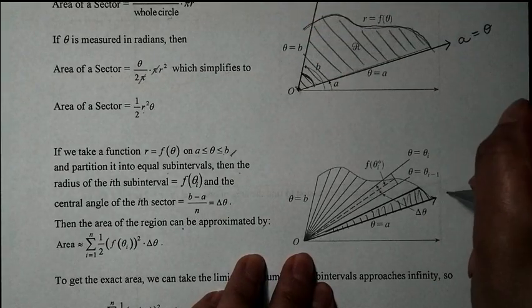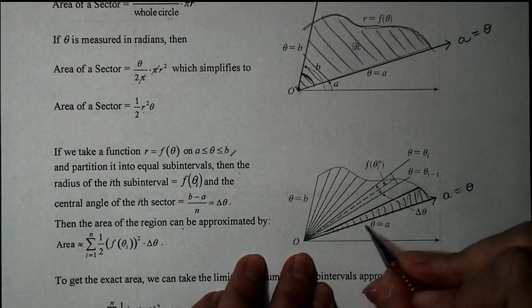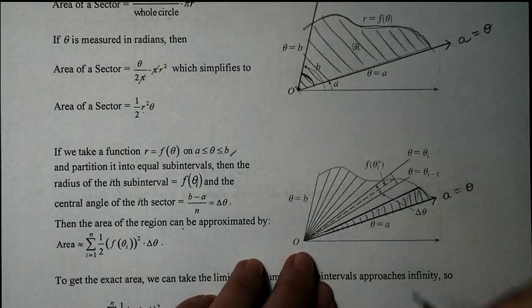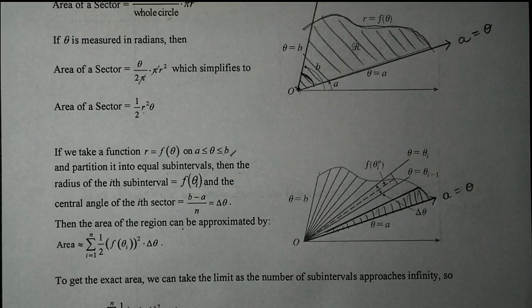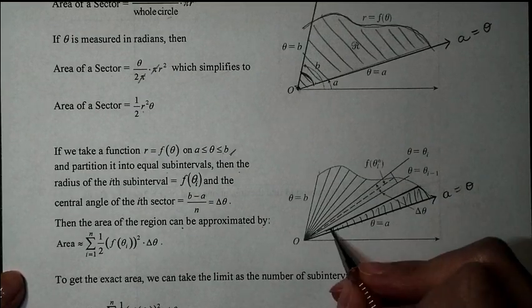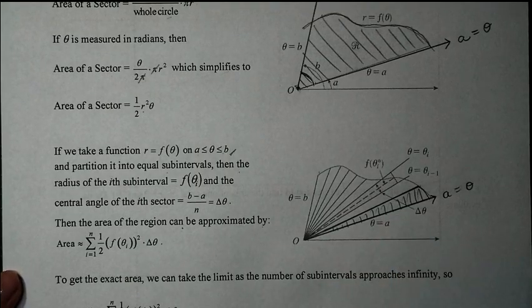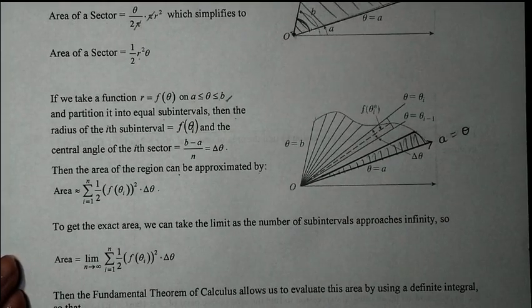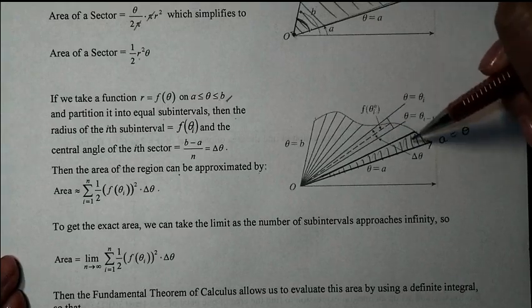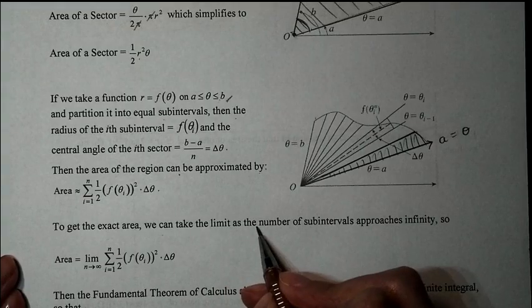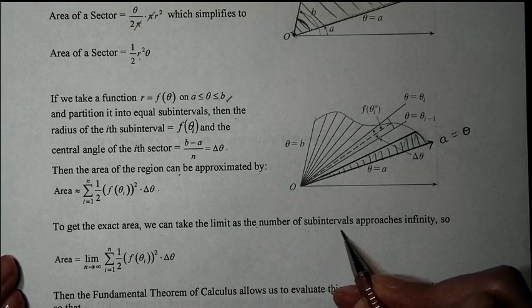This is also A equals theta, okay? And this is going to be the first partition, so until we arrive to B, okay? So to get the exact area, as you can imagine, this is screaming integral, because you have the summation of infinitely many areas of the sector. So to get the exact area, we can take the limit as the number of the intervals approaches infinity.